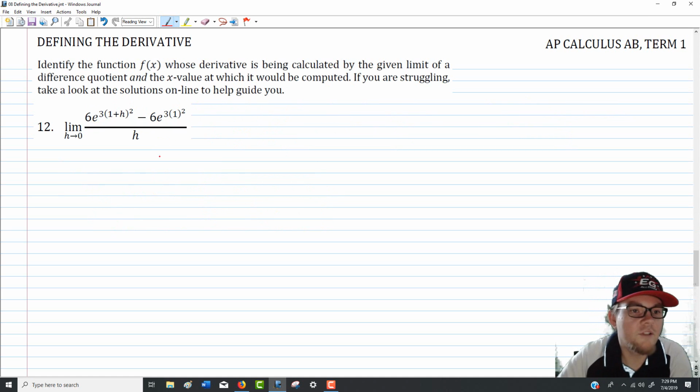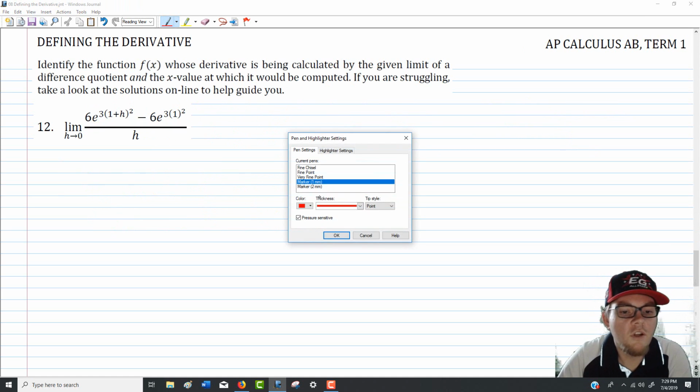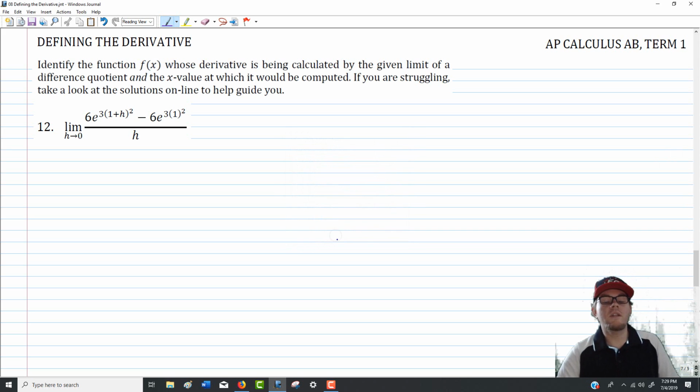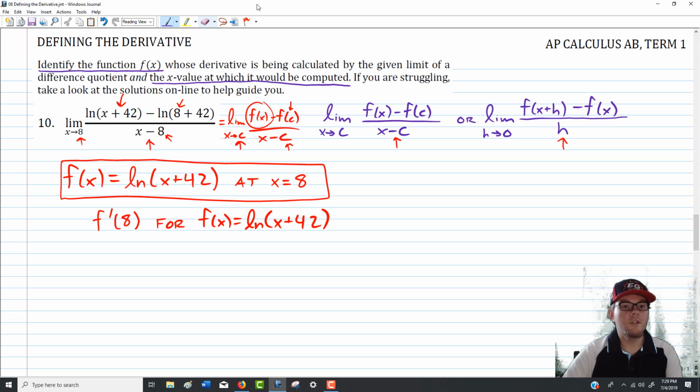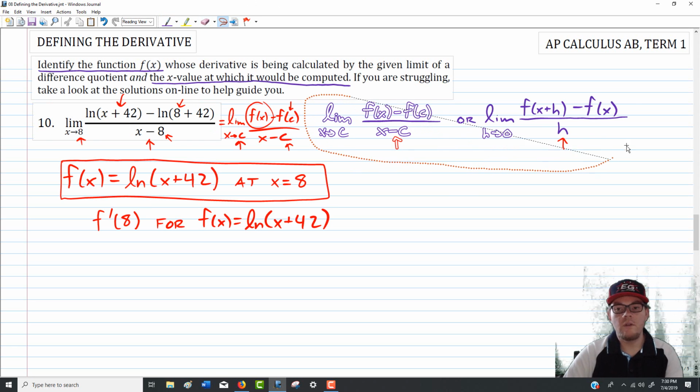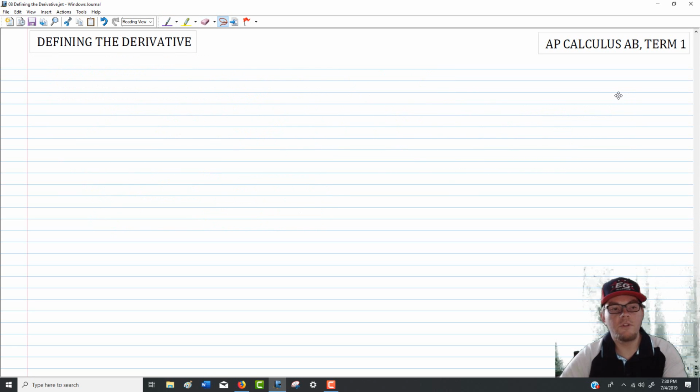Okay, that brings us next to question number 12. I think number 12 just looks the worst. I don't think it's that much more difficult than the previous problem. It asks us to do the same thing here. So a good place to begin would be to recall the two different difference quotient derivative forms.